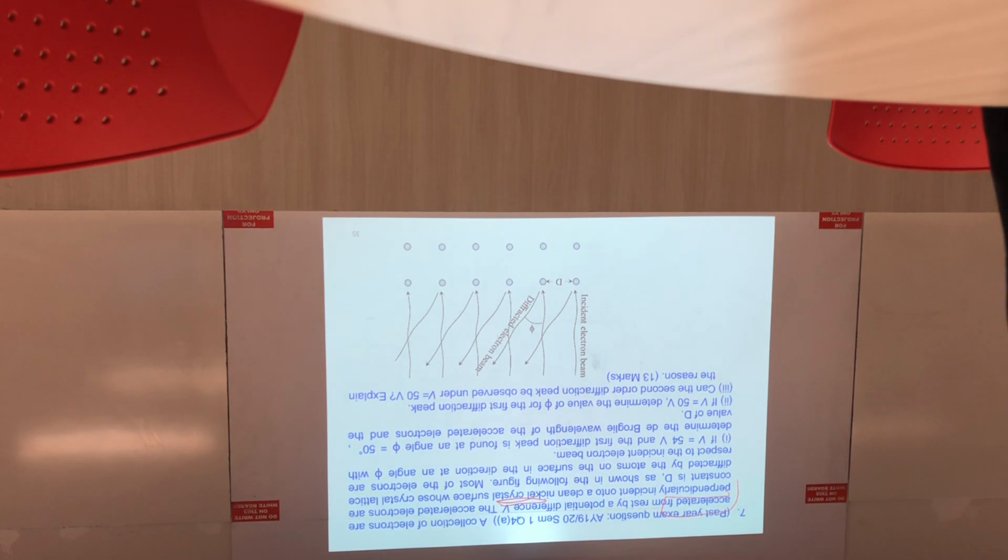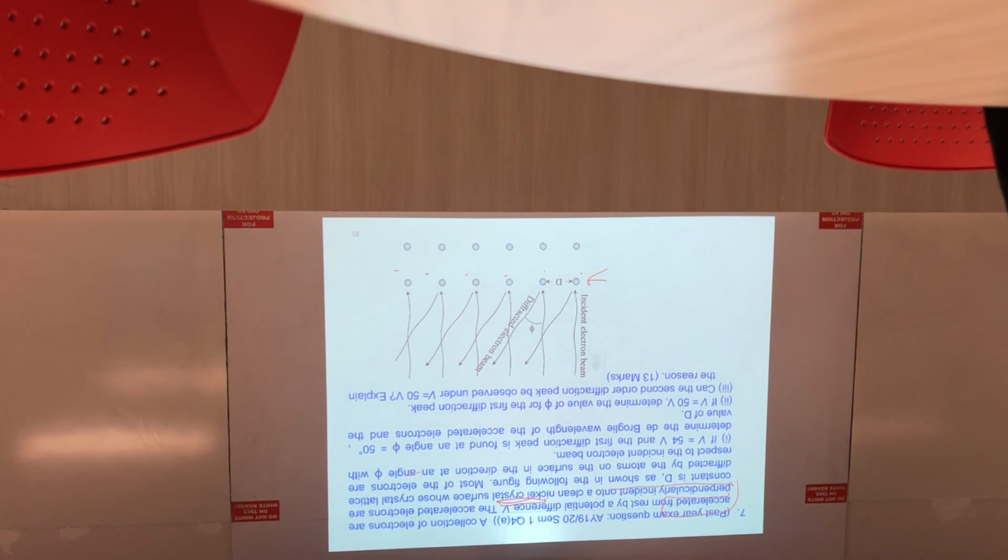So the accelerated electrons are then perpendicularly incident onto a clean nickel crystal surface whose crystal lattice constant is given. These dots illustrate the atoms of the nickel.